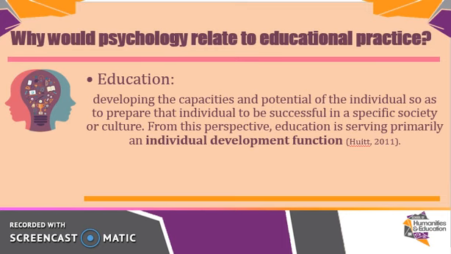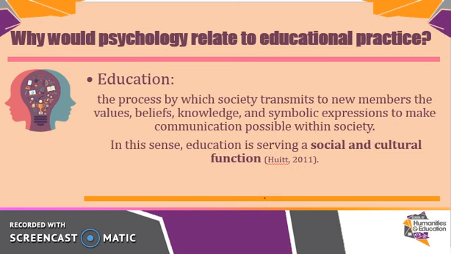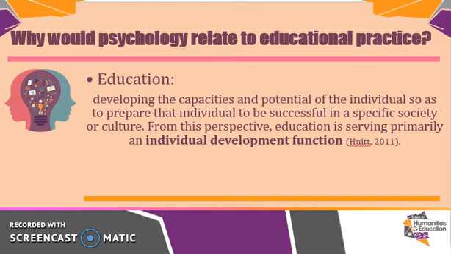In the individual developmental function, it views education as developing the person, developing the potential of the individual so that they can be successful within that particular society. In the social cultural definition, we recognize that it seeks to make society better by educating the individual. Whereas in the individual developmental function, it ensures that the individual can be successful within the said society.